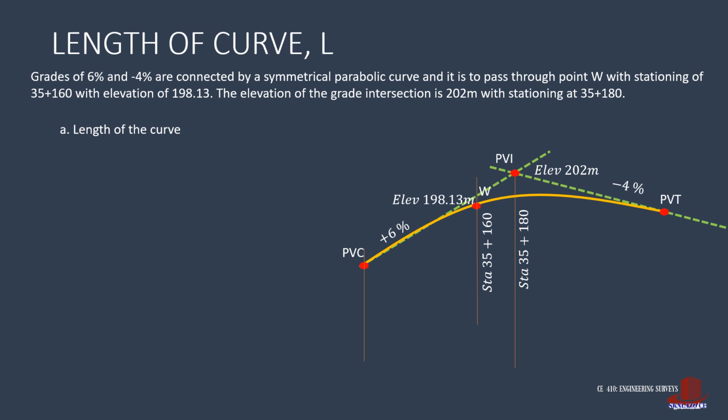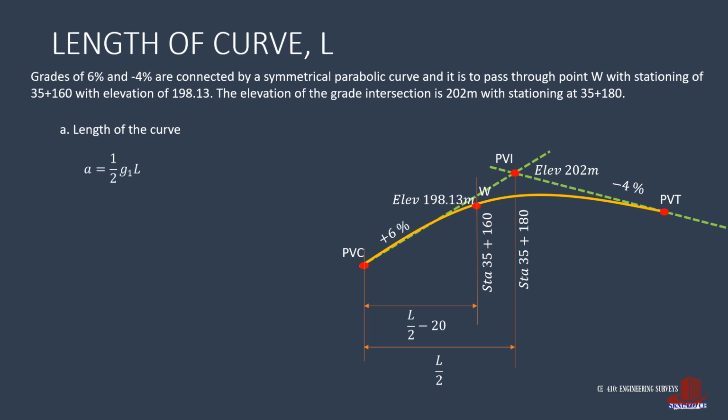From the illustration which was drawn, we can also generate some data, such as labeling the distance from PVC to PVI as half of L, as we are dealing with a symmetrical curve. From the stationing of PVI and point W, we can also deduce that point W is half of L minus 20 from PVC. Next, let's lay out all the functions for the elements we derived in the previous video.